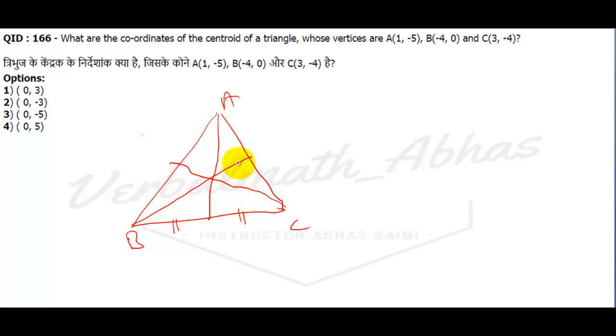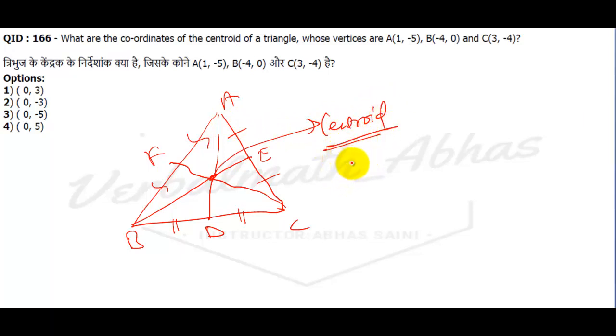So this equals this. If I say this is D, E, or F, so BD equals DC, AE equals EC, and AF equals BF. So the point at which these three medians cut is known as the centroid. I have told this so many times.